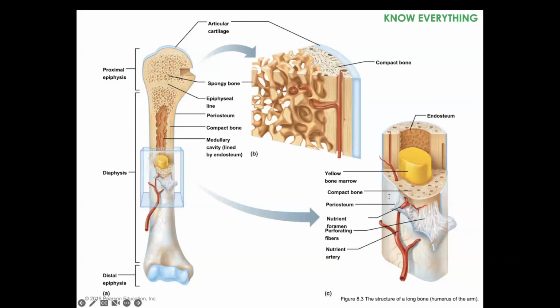The bone is also composed of several layers. The outermost layer is called the periosteum. This is a covering made of connective tissue. And then deep to the periosteum is compact bone, and then deep to the compact bone is the medullary cavity, which is where bone marrow is stored.